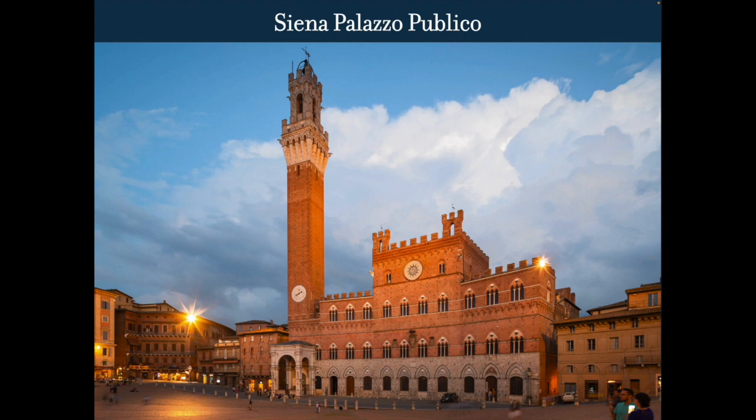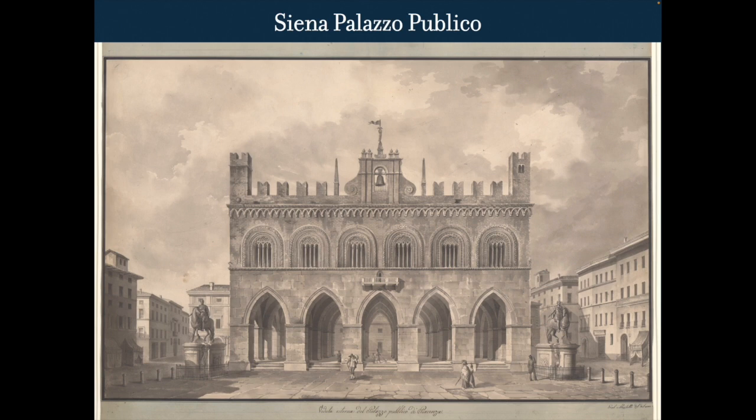Exterior, very much a medieval-looking building. It has some Gothic influences. We can see some of the Gothic influences in the archways and the windows, etc. But it looks like a medieval castle. The tower was actually built later. This is what it looked like at the very beginning.